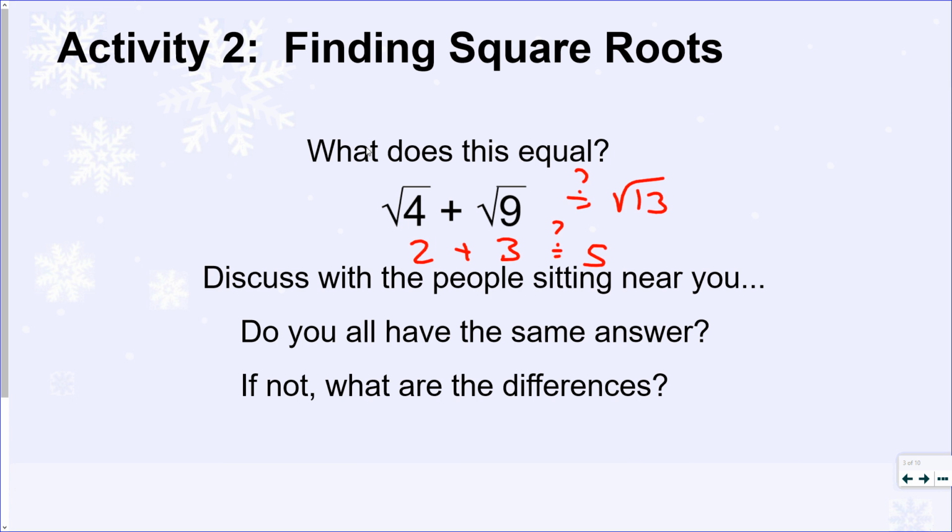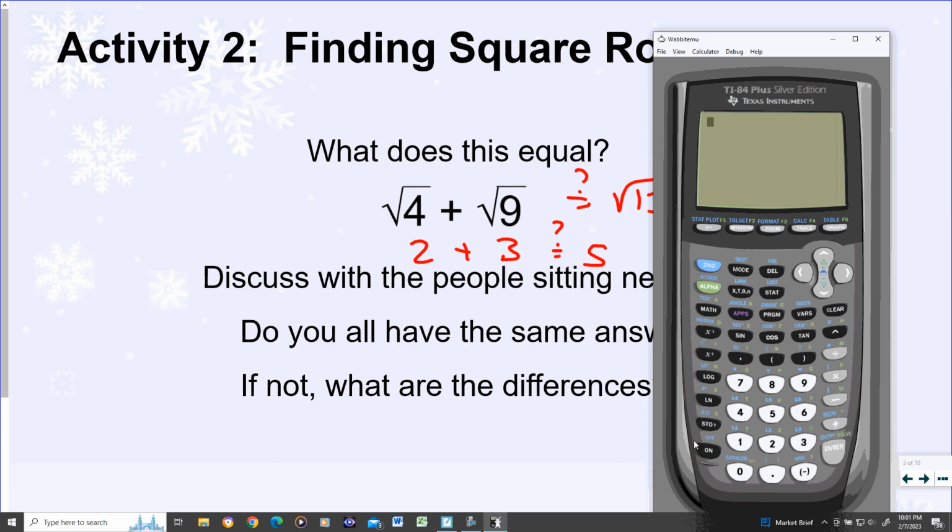Well, what does our calculator say for this one? So let's turn on the calculator and let's try it out. We're going to do root 4 plus root 13. Oh, sorry, whoopsie, wrong numbers. Root 4 plus root 9. The result is 5. Okay, so the answer appears to be 5. So it looks like the 5 is correct.